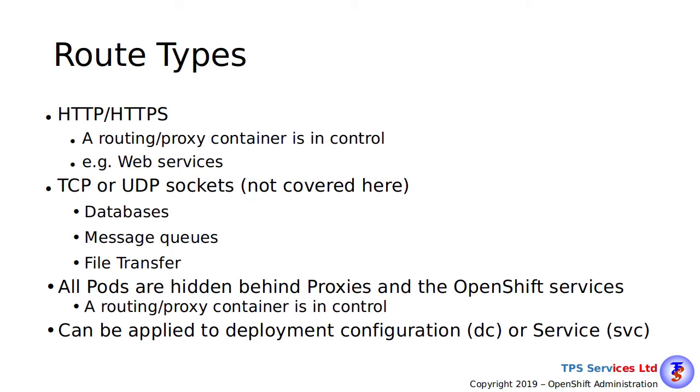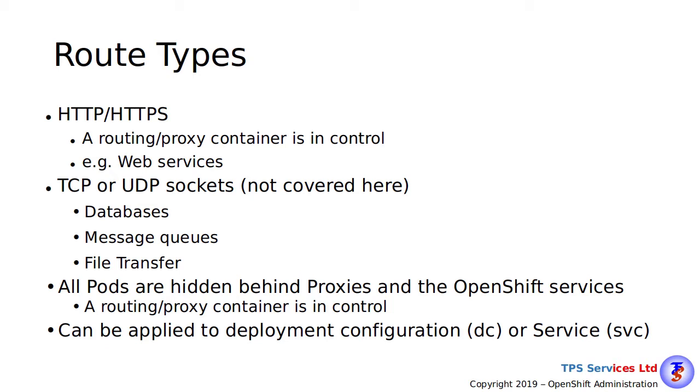The most common one, and the one that we're going to look at in this session, will be the HTTP or HTTPS type route, whereby we want to have a container that will proxy the information into your application, such as the web services, API, or UI. For things like databases, message queues, and file transfer, you'll probably need a more complex TCP or UDP sockets. These are more involved than the HTTP and HTTPS services.